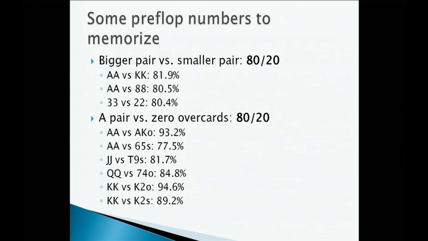The edge dwindles a bit as you get to 3-3 versus 2-2, because there's a higher chance both pairs will be counterfeited. The board can come 6-6, 7-7, 8 or something, and then pocket threes tie pocket deuces.